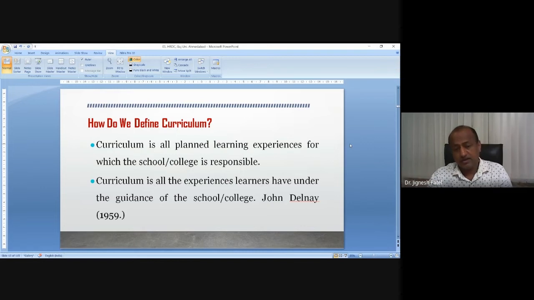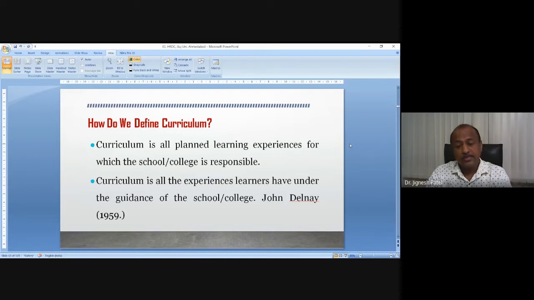How do we define the curriculum? Again, curriculum is planned learning experiences for which the school or college is responsible. So whatever the curriculum is, according to the curriculum, school or college has to design their whole academic plan, and they have to provide different learning experiences. A few seconds back I told about the learning outcomes. So based on the learning experiences the learner has, we can see the learning outcomes in a learner. So college and school is responsible to organize, to plan, to manage this kind of learning experience. So through these learning experiences, they get knowledge, they get acquainted with the content as well.